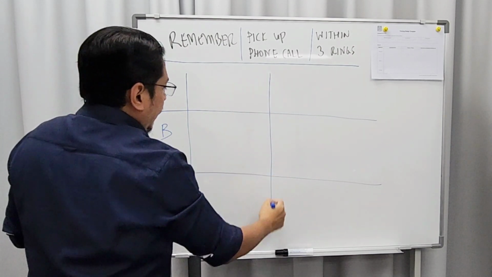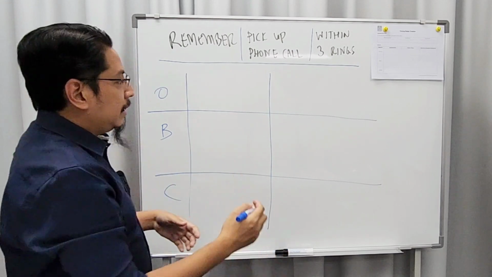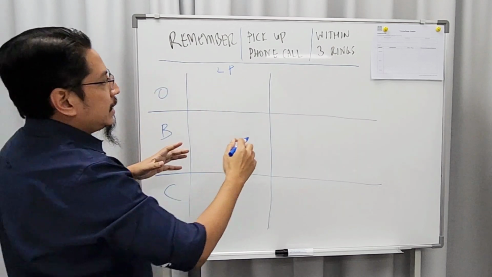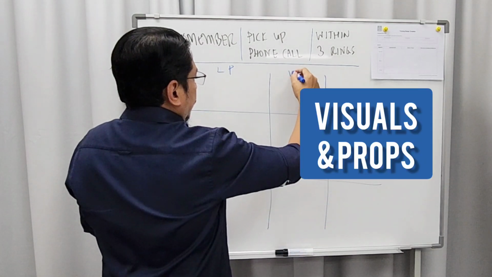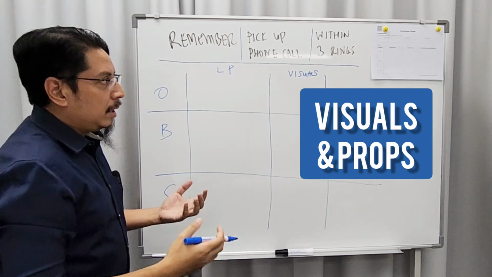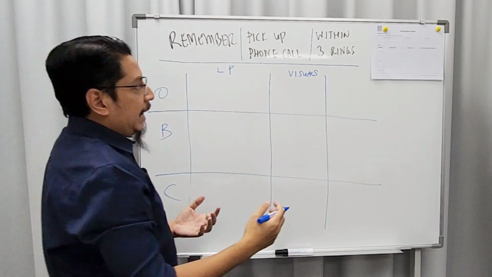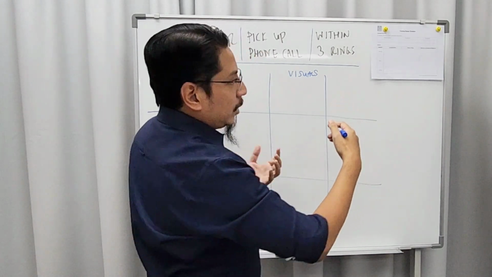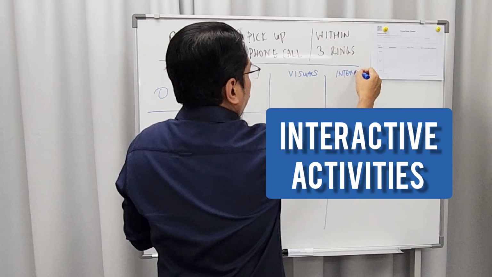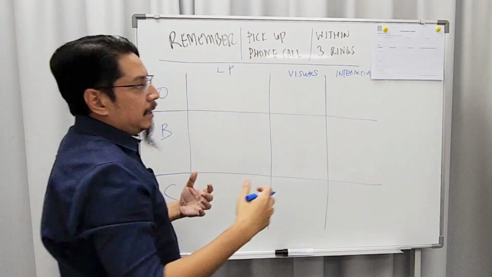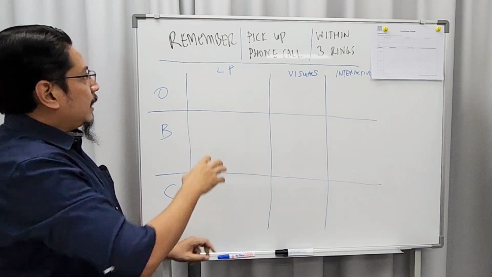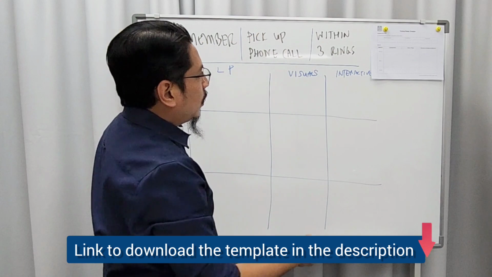Every training, every learning, would definitely need to have learning points. So what will be the learning points? What visuals are you going to use in that session? Props, probably something that you can show. And then how are you going to get the involvement, the interactive activity with your participants?